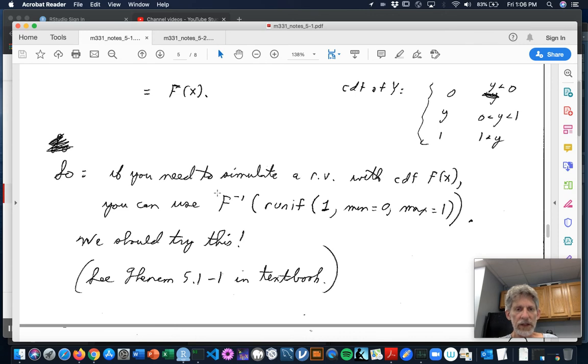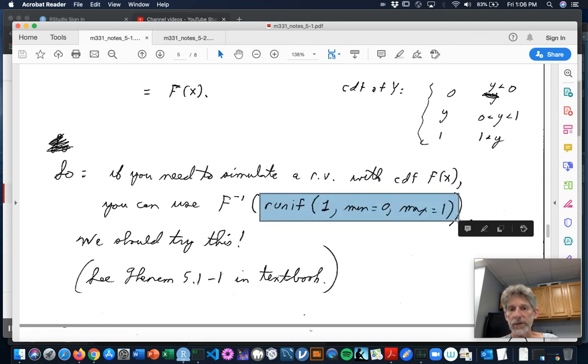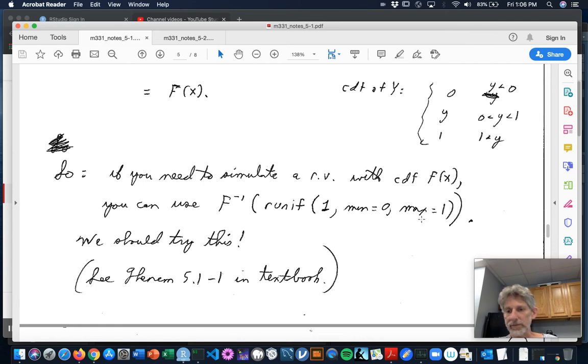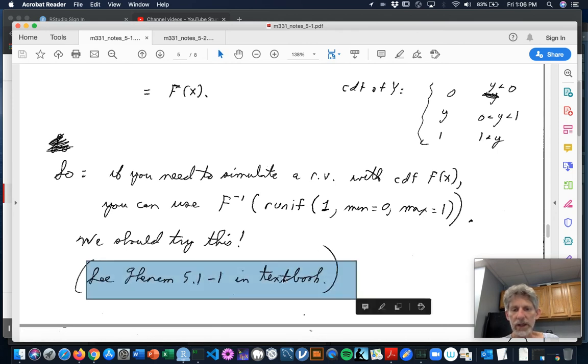And so basically, in R, and we'll try this out, you'd just be doing F inverse of runif, asking for one random value, with 0 and 1 as the bounds. And that would give you one random value for that distribution whose CDF is capital F. So we should definitely try this out. We will. This corresponds to theorem 5.1-1 in the textbook.